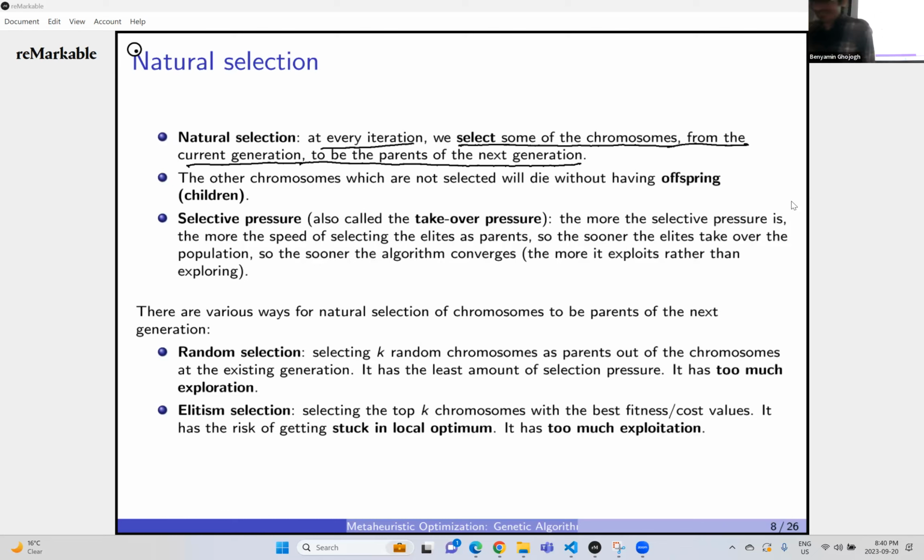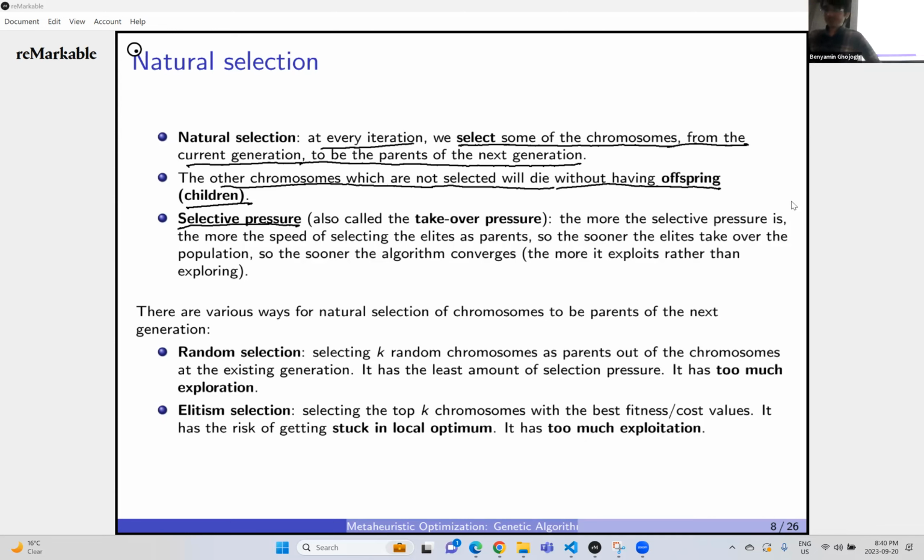The other chromosomes which are not selected will die without having offspring or children. Offspring is another name for children. So offspring of this generation will be candidate parents for the next generation, because you know that some of the offspring will not be good and will die. Some of them will be parents of the next generation. Good? Okay.